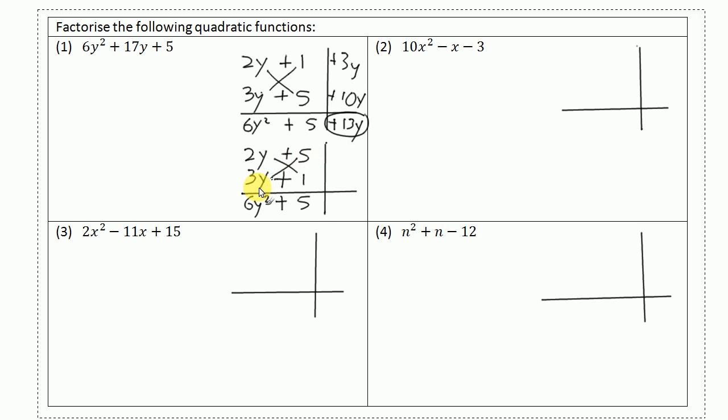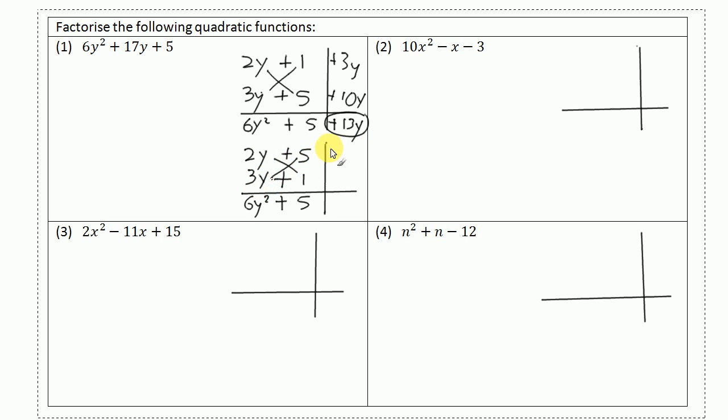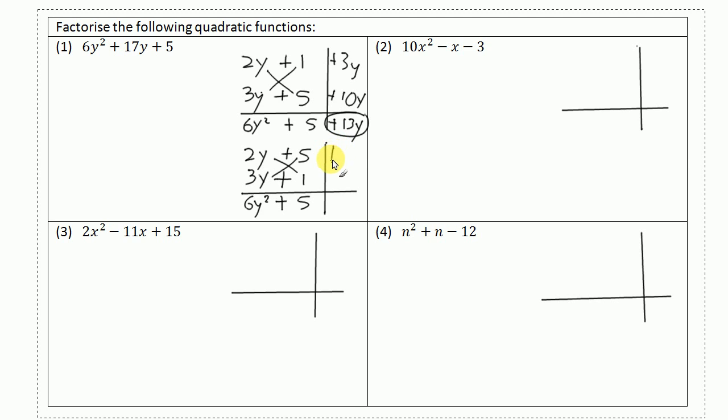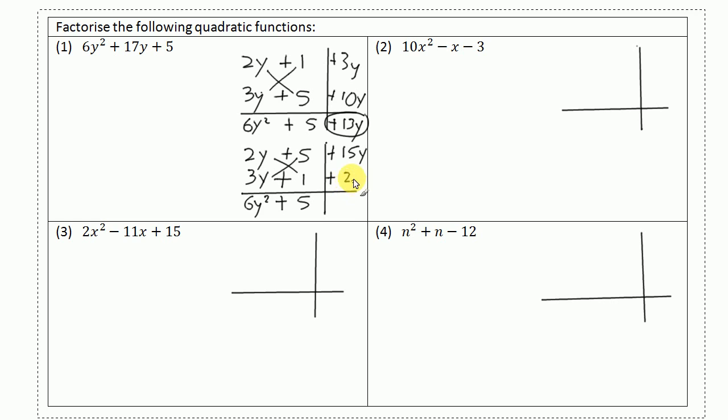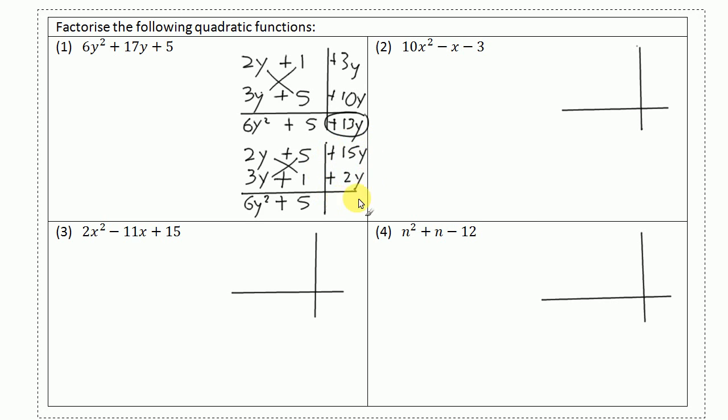Now the 5 multiplied by 3y will give me plus 15y. And the 2y multiplied by plus 1 will give me plus 2y. Now adding these two together will give me plus 17y.